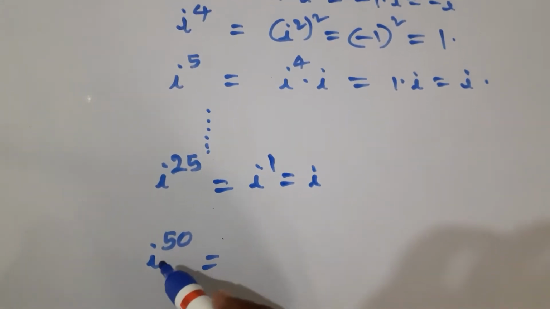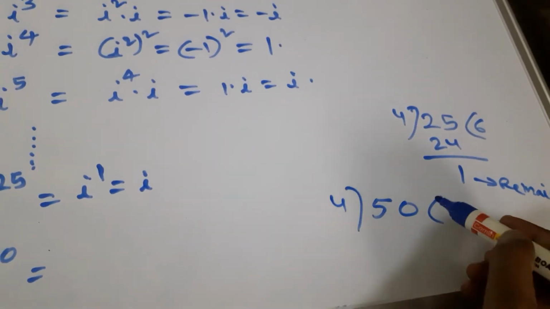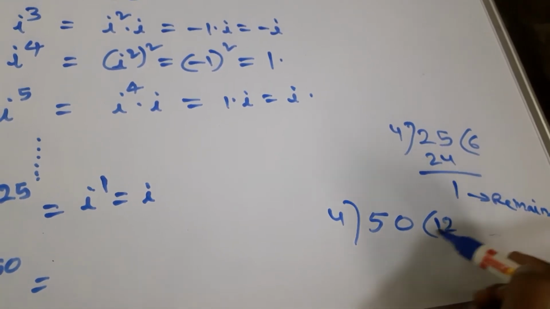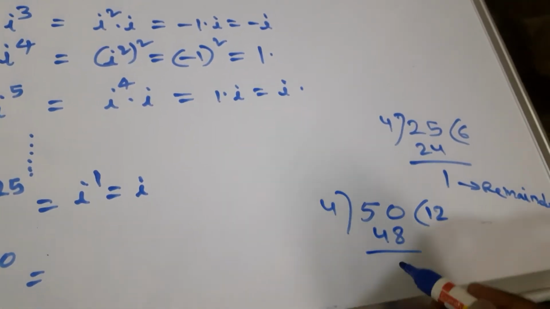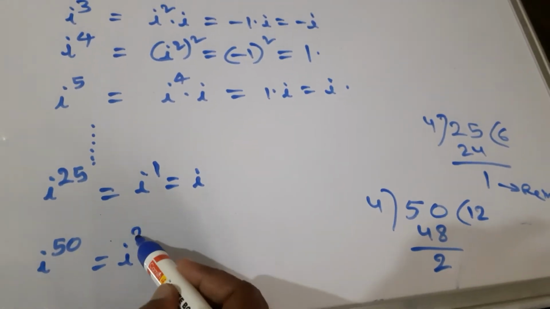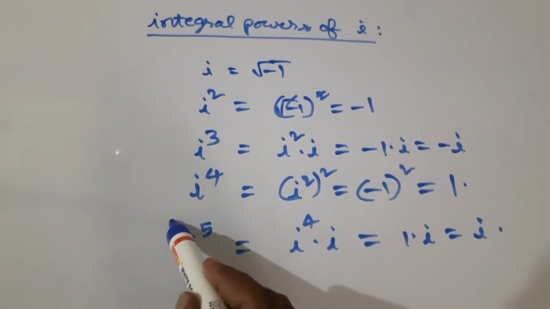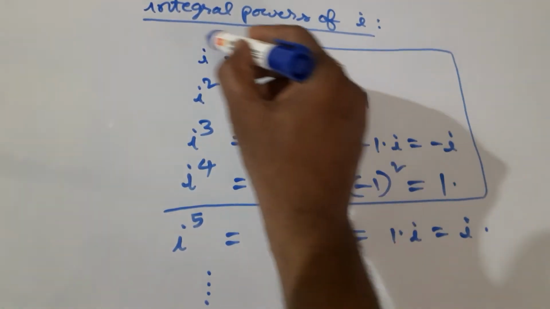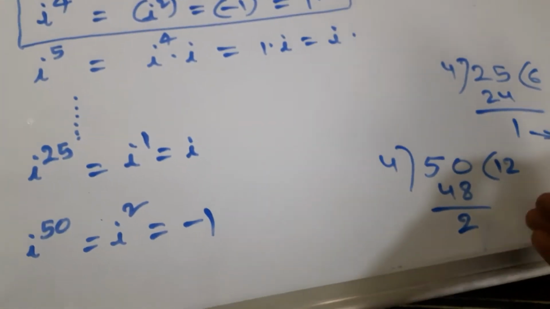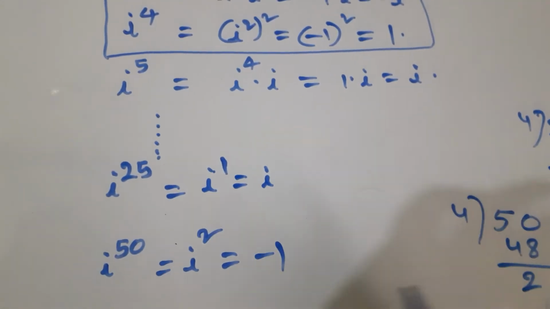What is the value of i power 50? This 50 you divide with 4. 4 ones 4, 4 twos 8. So totally 48. What is the remainder? 2. So remainder is here 2. So answer is here i square. i square value minus 1. So you should remember up to power 4. Up to i power 4 you can remember. After this higher powers of i, you use this shortcut. Dividing this power with 4 and write the power as the remainder.